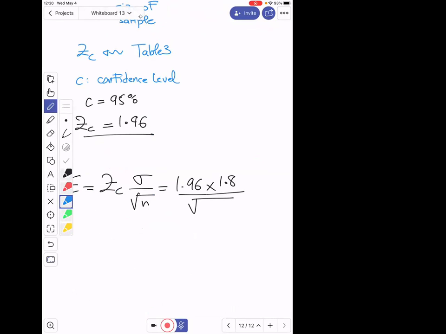I don't know why this app freezes sometimes. It's annoying. Okay, so square root of 40.